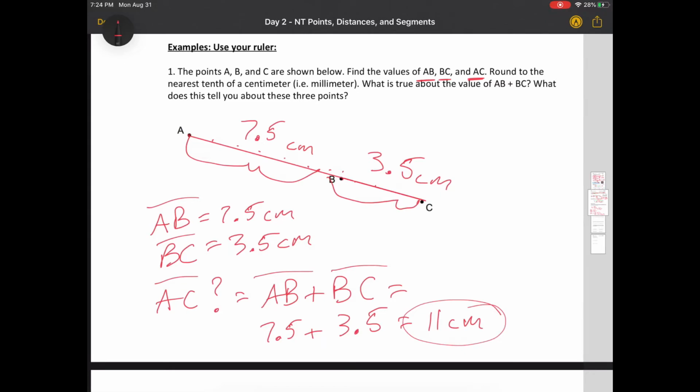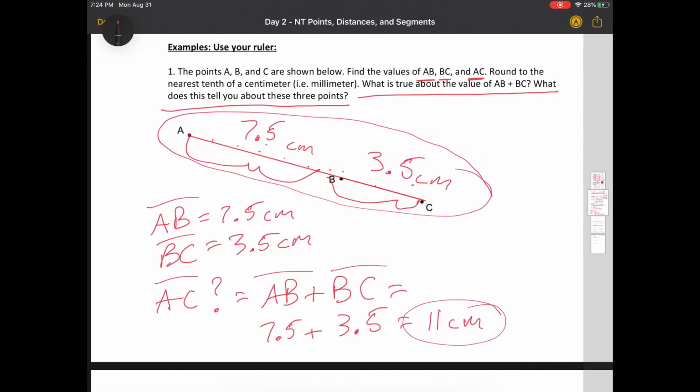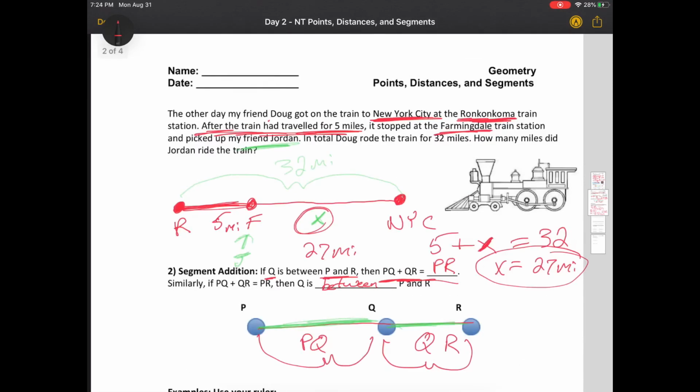Then it says, what is true about the value of AB plus BC? What does this tell you about these 3 points? You have to think about what we talked about the day before. We showed that these points are all in a straight line by showing that this plus this equals the total distance of this line. There's a special word that we talked about. That means that points A, B, and C are collinear. If we can show that AB plus BC equals the whole line segment when we measure, that proves that they're collinear.